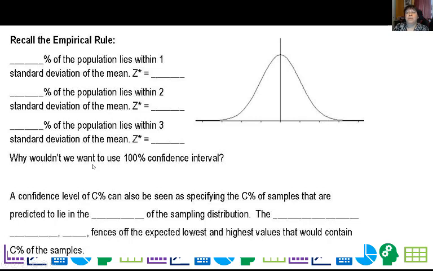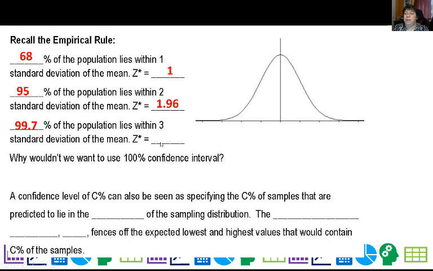So first, let's recall the empirical rule. 68% of the population lies within one standard deviation of the mean. 95% does lie within 2. But I'm going to show you that we can actually make a teensier, tinier, tighter prediction because technically it's 1.96. Will it make our prediction that much tinier? No, but every little bit helps.